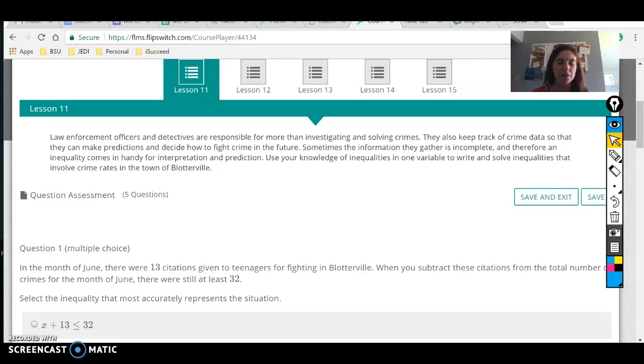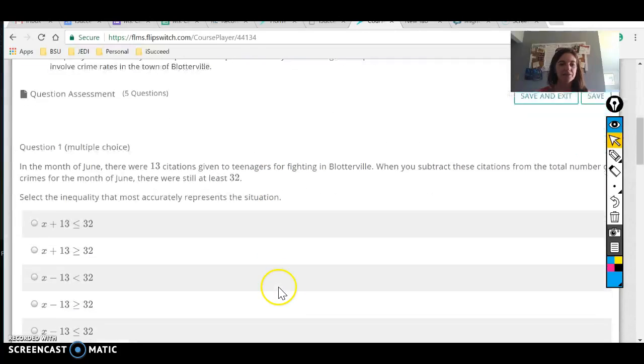Let's start out with the situation. Law enforcement officers and detectives are responsible for more than investigating and solving crimes. They also keep track of crime data so that they can make predictions and decide how to fight crime in the future. Sometimes the information they gather is incomplete, and therefore an inequality comes in handy for interpretation and prediction. Use your knowledge of inequalities in one variable to write and solve inequalities that involve crime rates in the town of Blotterville. Okay, so our first question.